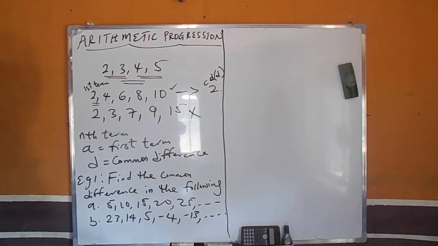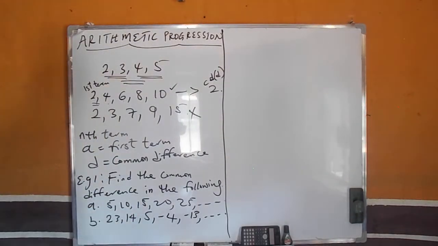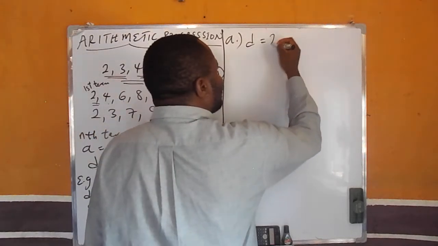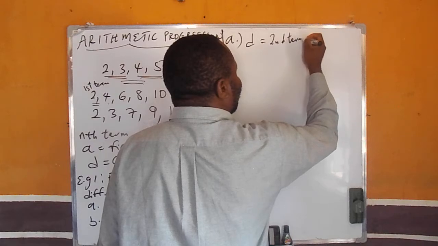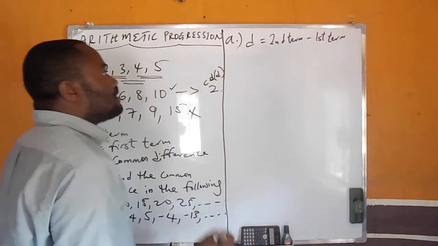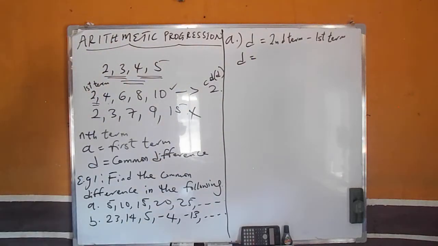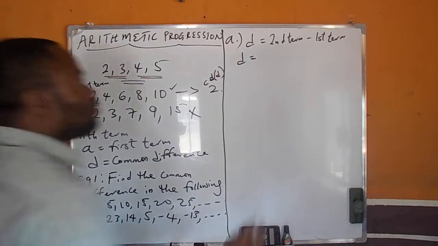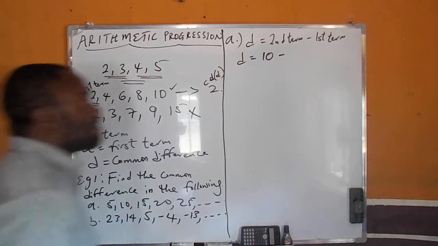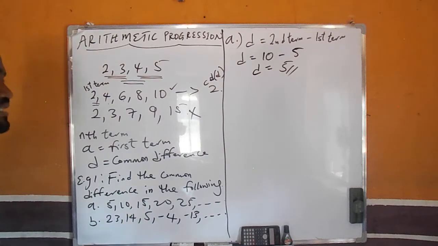In the first one, we have to find the common difference. In A, 5, 10, 15, we say D equals second term minus first term. What is the second term? The second term here is 10. So we have 10 minus the first term, which is 5. Therefore, D equals 5. Now the difference is 5.